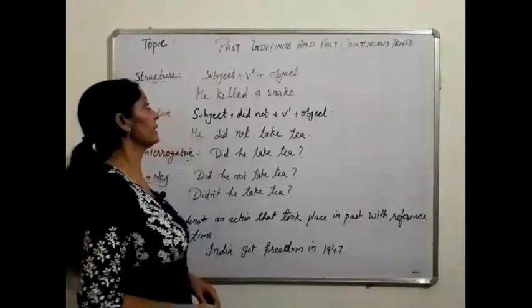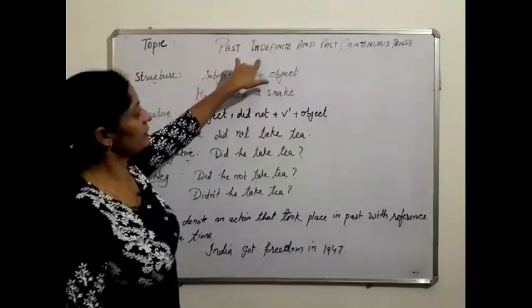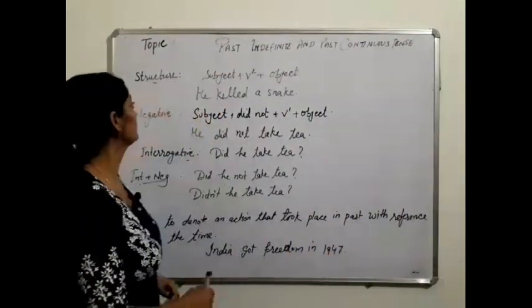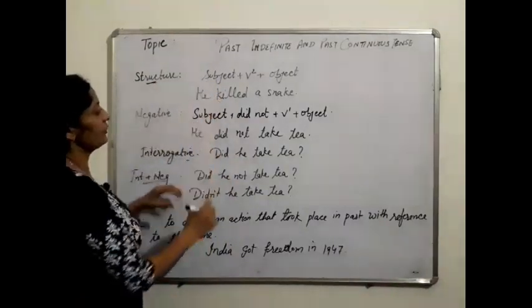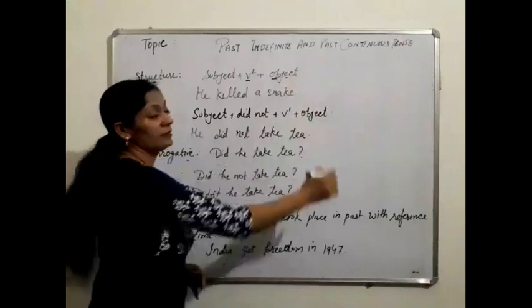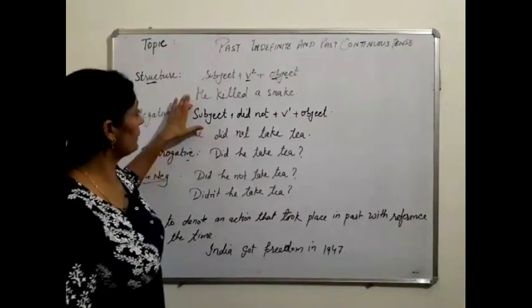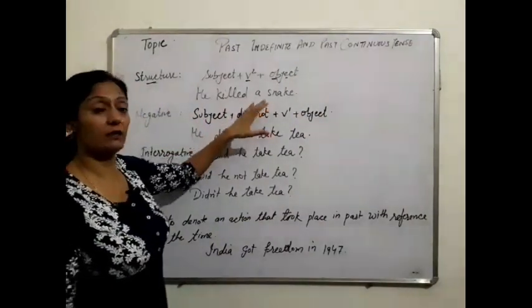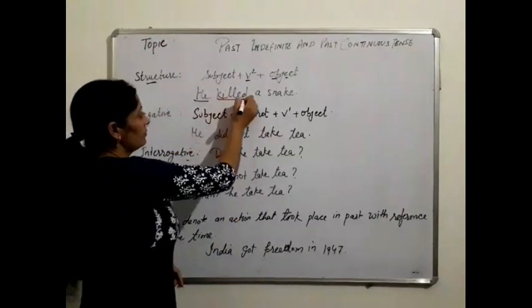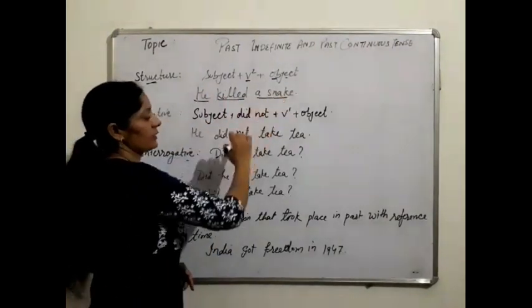Our topic today is past indefinite and past continuous tense. So let's start. The structure of past indefinite is subject, second form of verb, and object. For example, he killed a snake. Our subject is singular. After that, the verb is there, then the object.